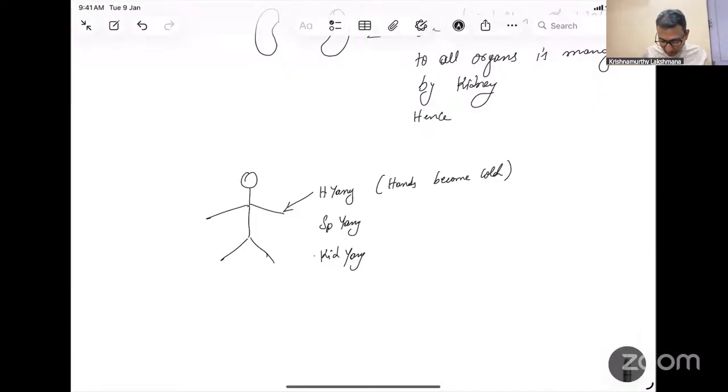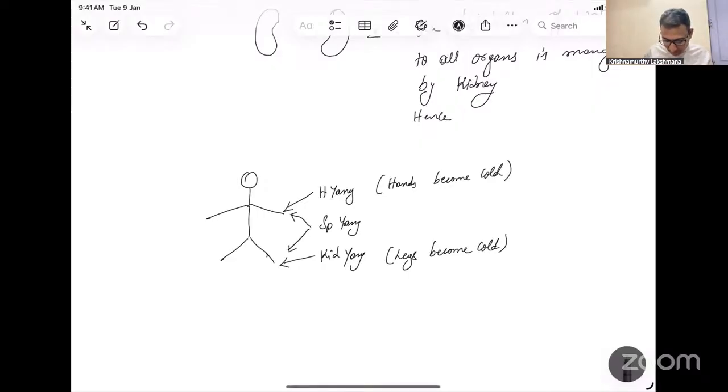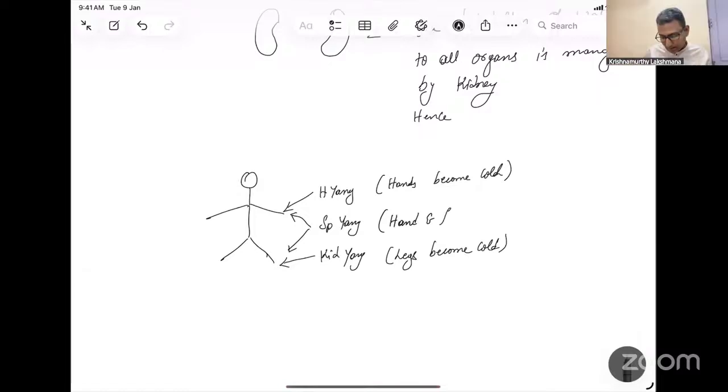When the kidney yang becomes less, legs become cold. Yang is fire, no? If the fire becomes less, the feet will become cold. And when spleen yang becomes less, both hands and feet become cold. Making sense? Yes, sir.